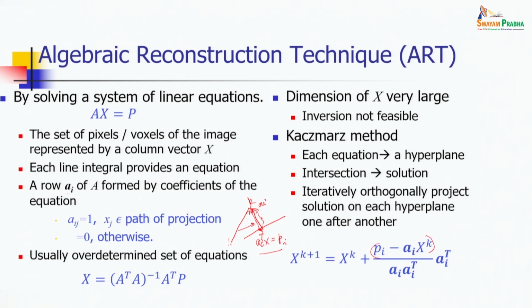That is what you are doing. You are moving along the unit vector, ai over its norm. You are moving along this, and the amount of movement would be basically the distance of the point xk from the hyperplane. This is very well known from coordinate geometry. So this is what the projection is, and you go on doing it alternately for every hyperplane.